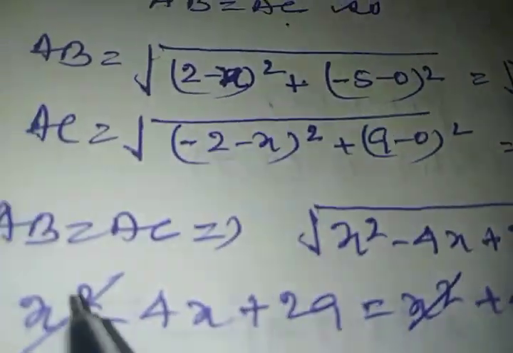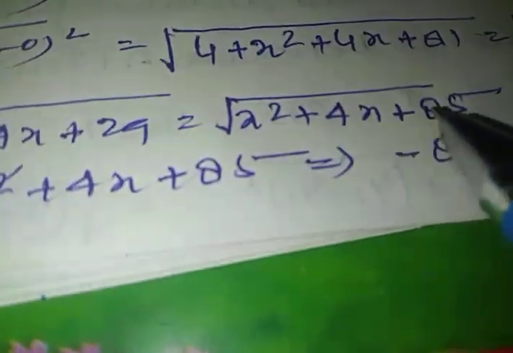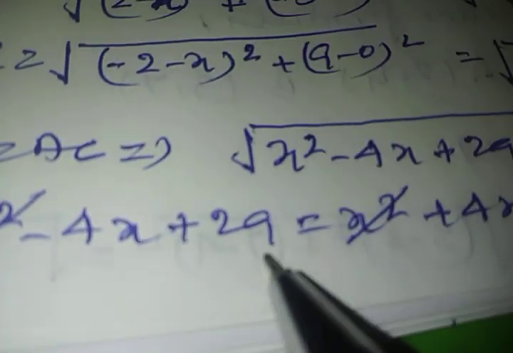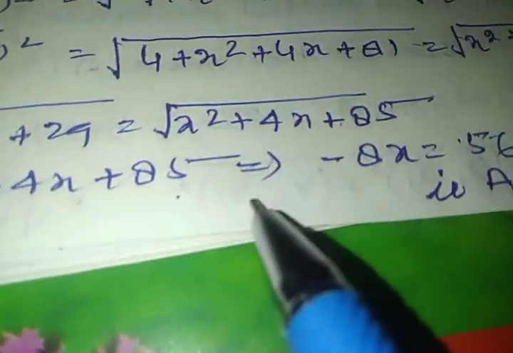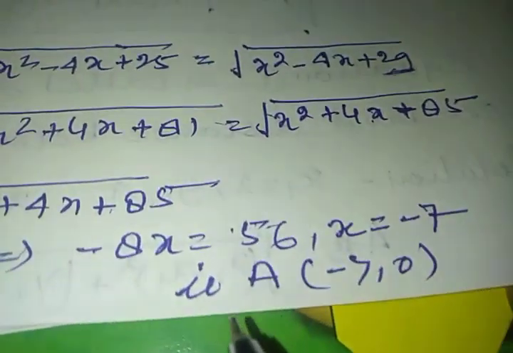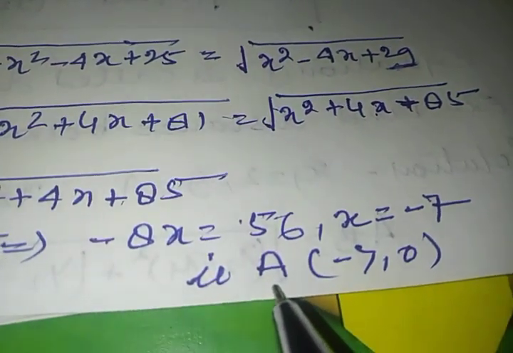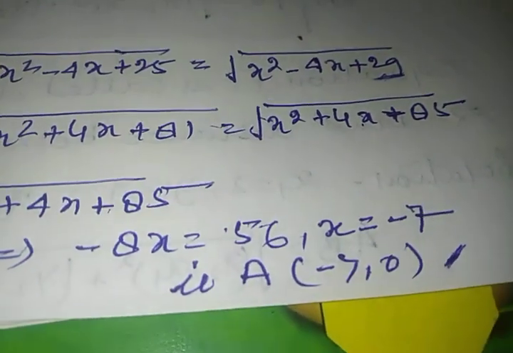Now since it is given that AB is equal to AC, squaring both sides, you will get x square minus 4x plus 29 is equal to x square plus 4x plus 85. That will imply minus 8x is equal to 56. So x is equal to minus 7, and A will be the point (x, 0), it is (minus 7, 0). So this is your point here.